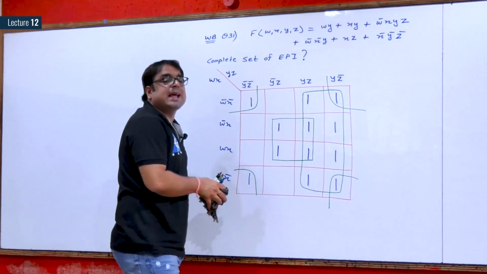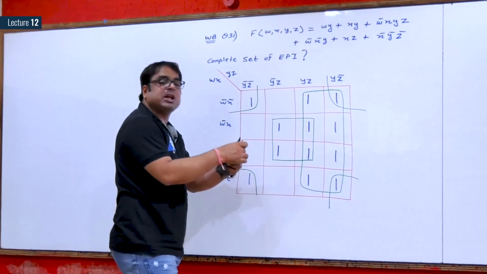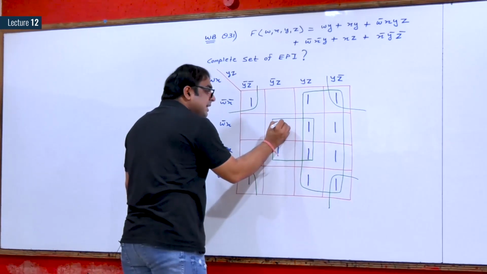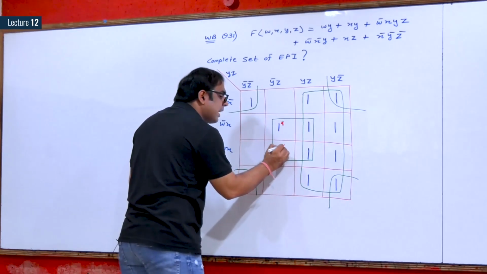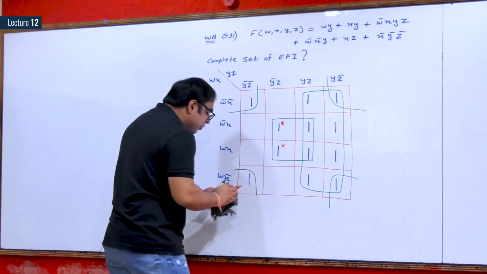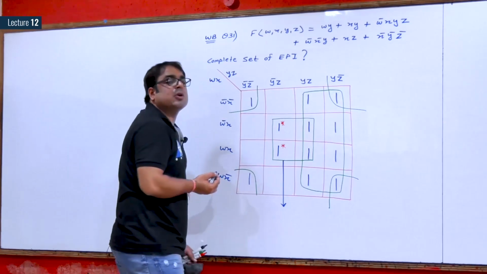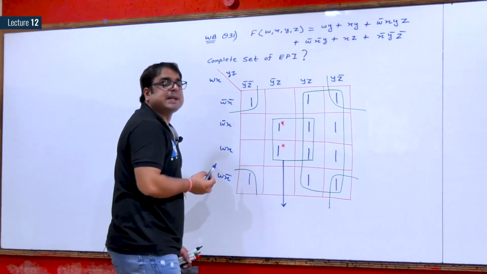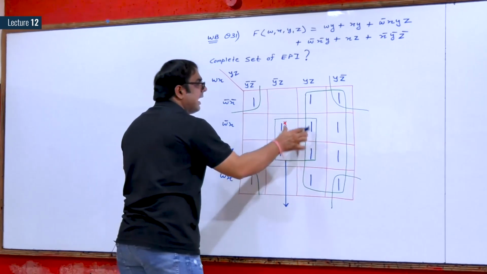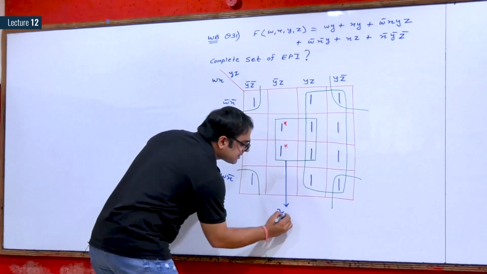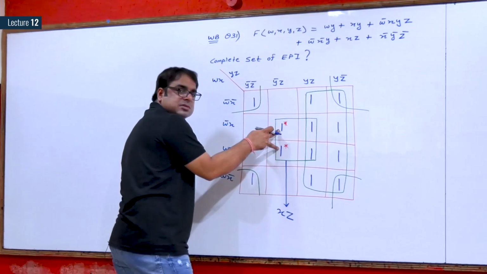Now we are targeting essential prime implicants. This one has only one option. This minterm also has only one option, due to which this quad is an essential quad, an essential prime implicant. What is the term? This is X and this is Z. X Z is essential because of these two minterms.